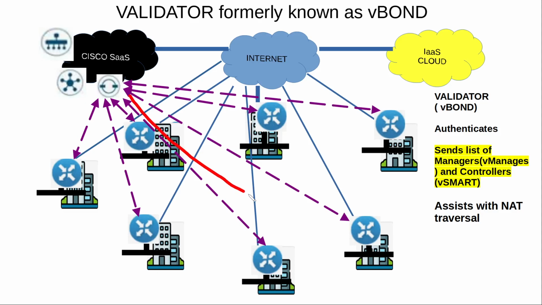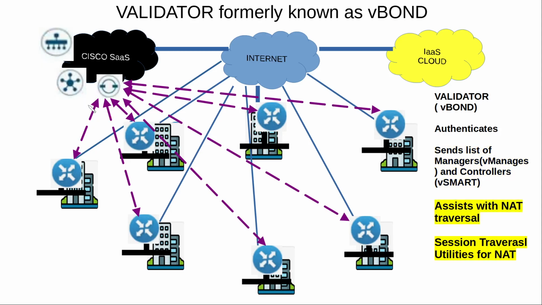will be letting this device know what the list of managers and controllers is that exist in this SD-WAN network. So at that point in time, this 1H device will be aware of the existence of these two other boxes. The validator will also inform these other two boxes that a new SD-WAN device has been authenticated into the network, so the manager and the controller are aware of the existence of this SD-WAN device as well.